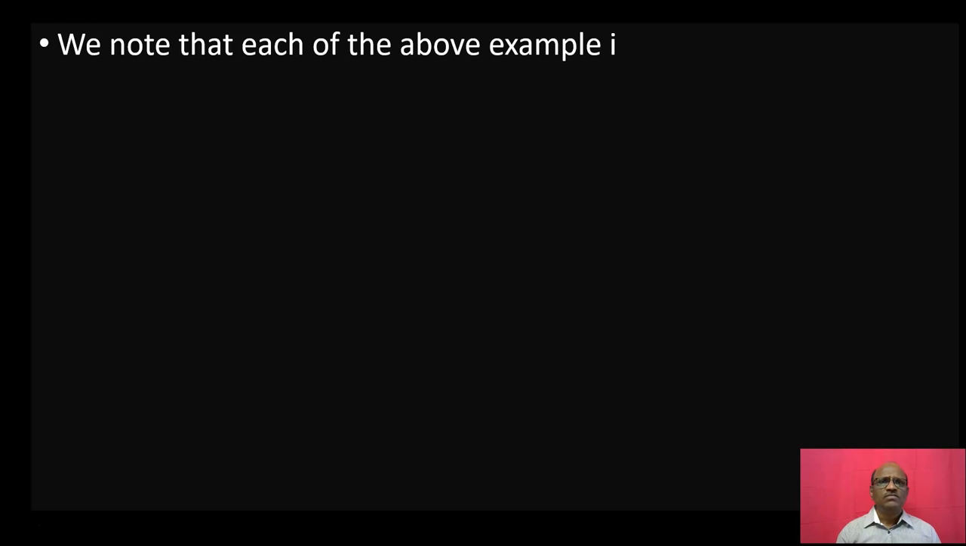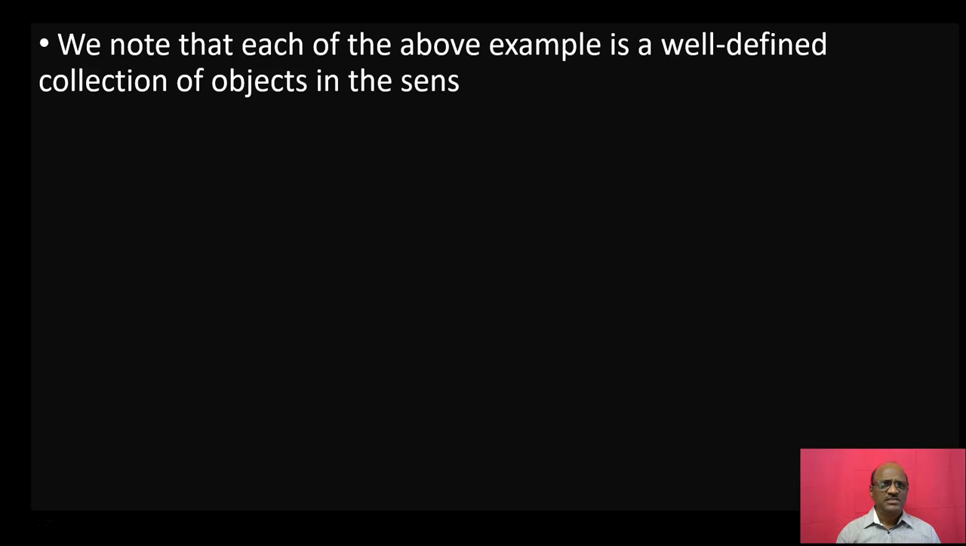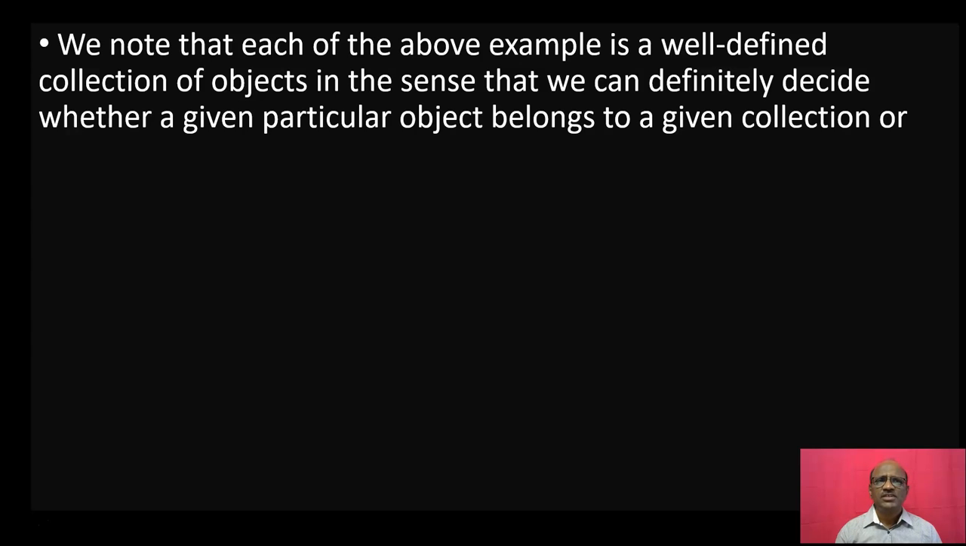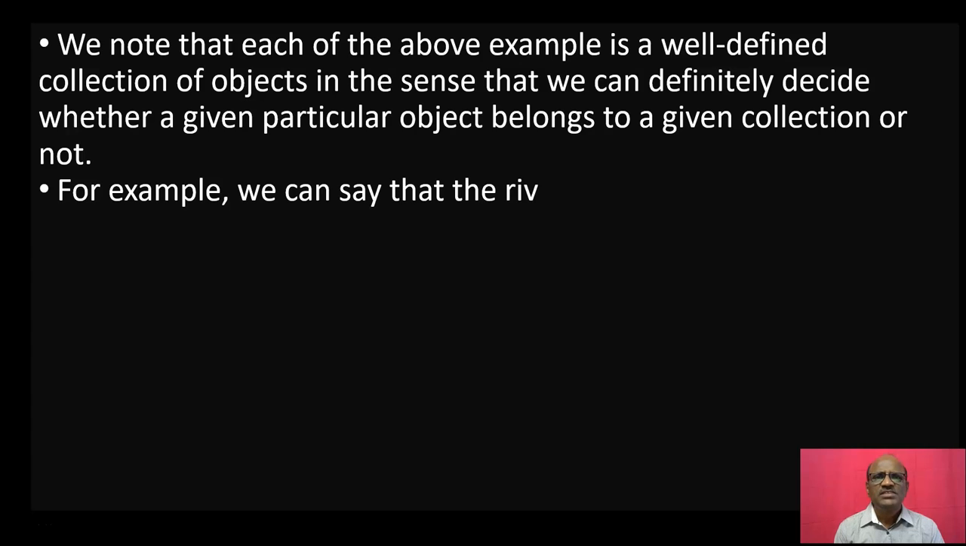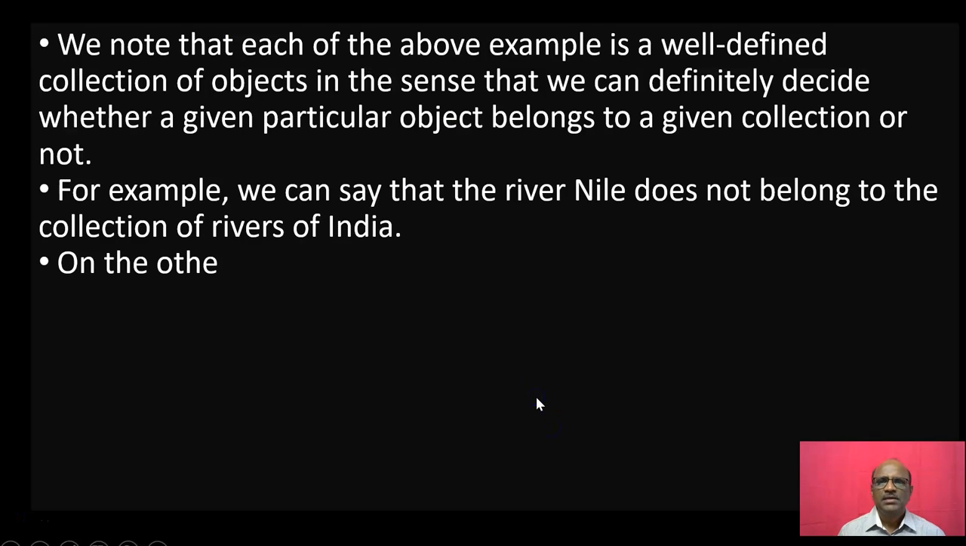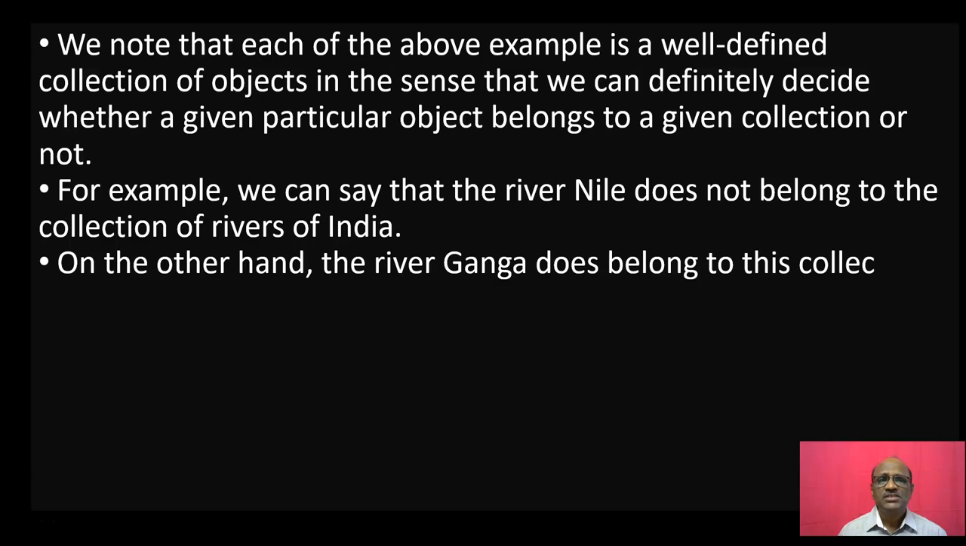We note that each of the above examples is a well-defined collection of objects in the sense that we can definitely decide whether a given particular object belongs to a given collection or not. For example, we say that the river Nile does not belong to the collection of rivers of India. On the other hand, the river Ganga does belong to this collection.